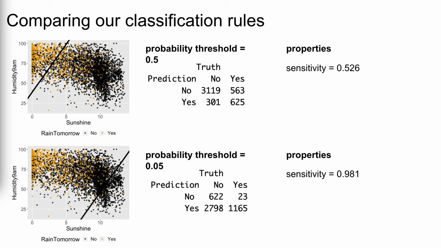But this comes with a cost, a drastic drop in specificity from 91.2% to 18.2%. Essentially, by lowering the threshold to predict rain, we not only end up with more true positives, but more false positives. Thus, our new classification rule correctly predicts no rain on only 18.2% of non-rainy days.